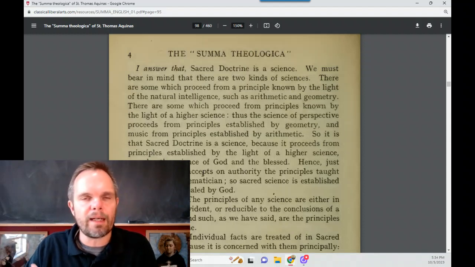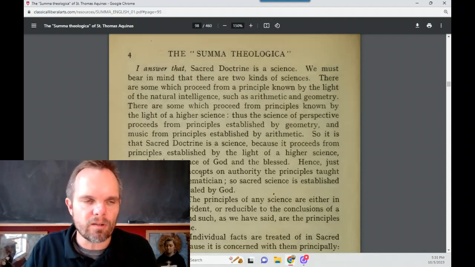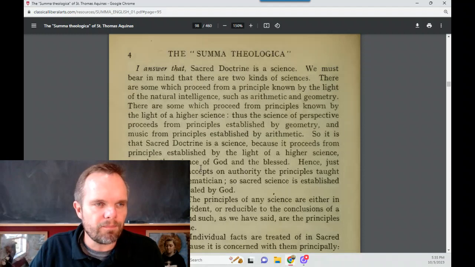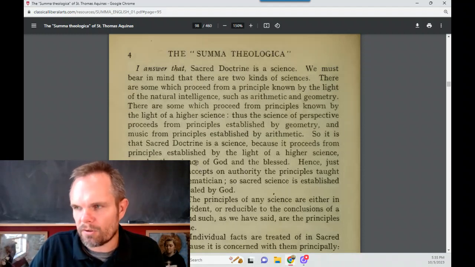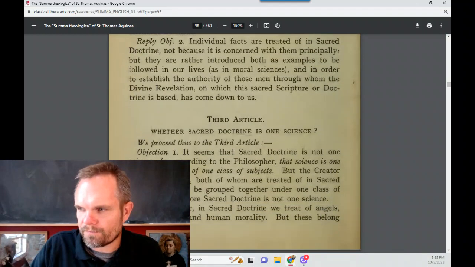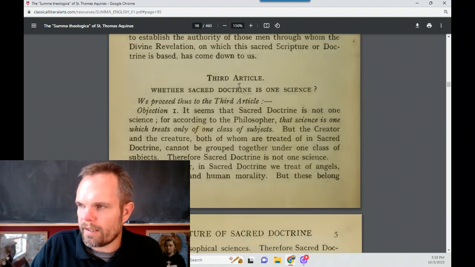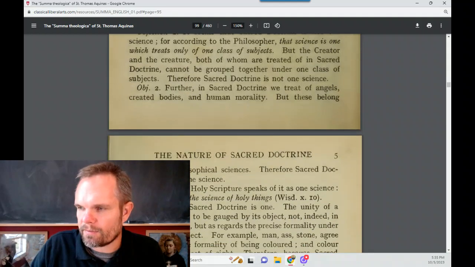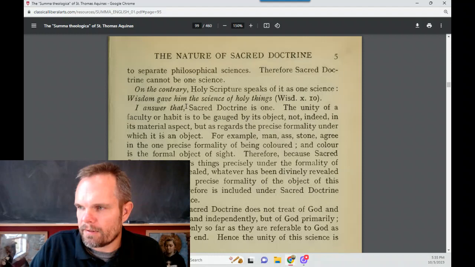Now, I would not say that there is a good and clear universal statement in that answer. So let's just go to the next article. Third article, whether sacred doctrine is one science. St. Thomas says, sacred doctrine is one science.